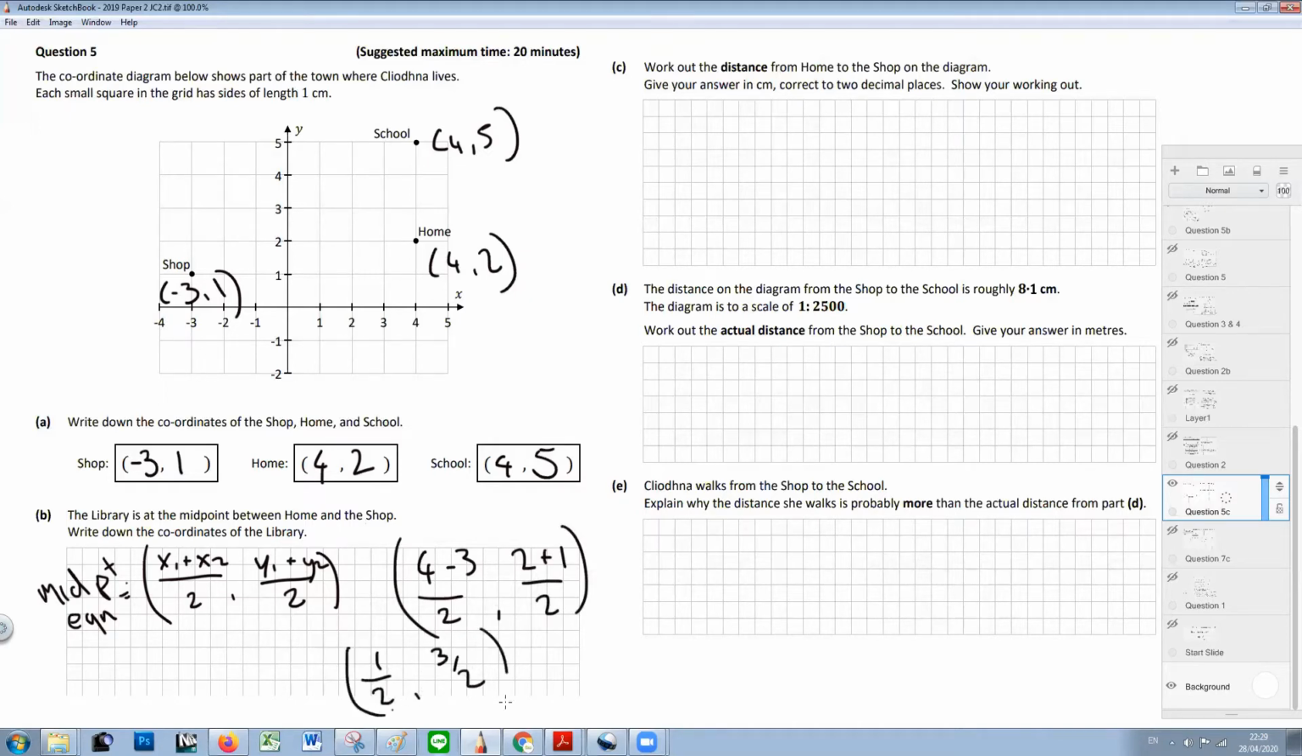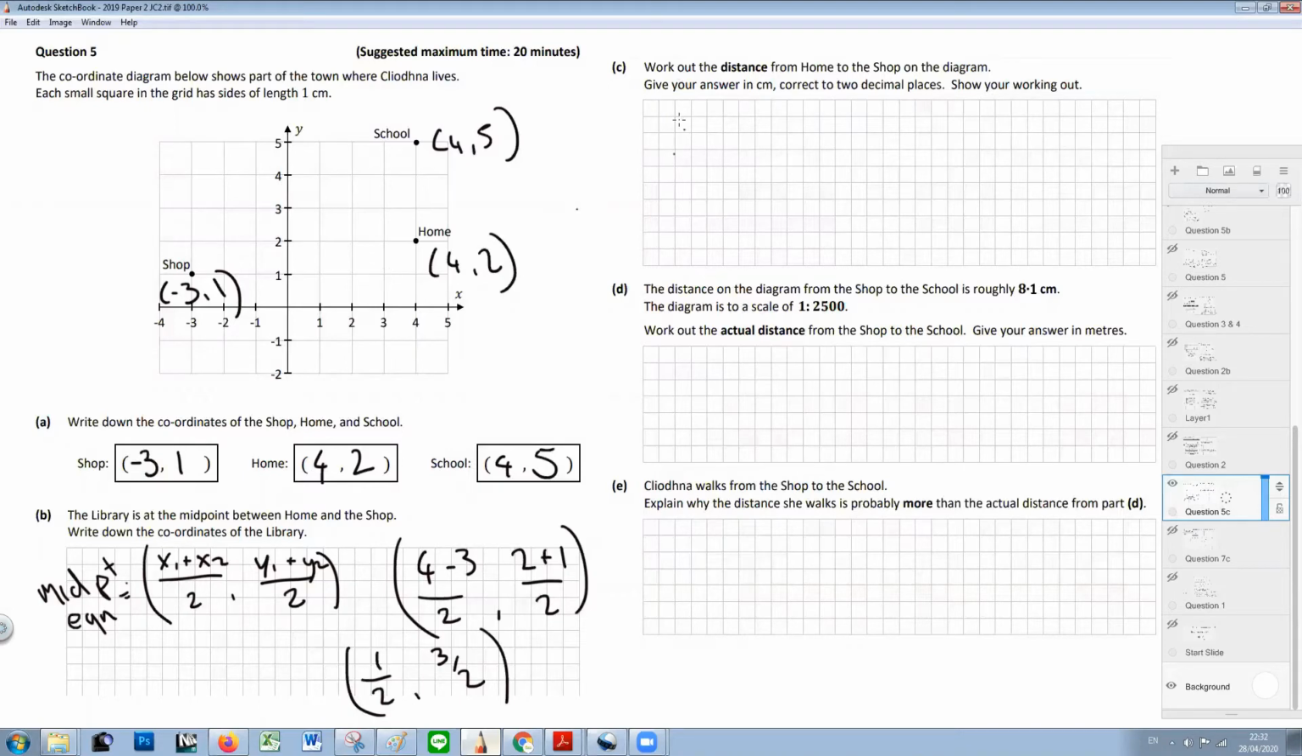And that makes sense because 4 to -3, if you went back, you'd be basically 3.5 in that direction. So 4 minus 3.5 is going to be 1/2. And 2 to 1, you're going down 1/2, but you're already up 1, so you expect to be up 1/2. So the answer should be 3 over 2. That makes sense. So next we need to work out the distance from the home to the shop.